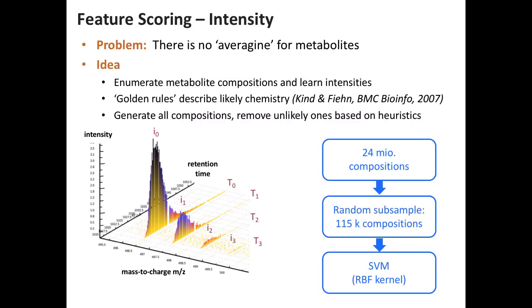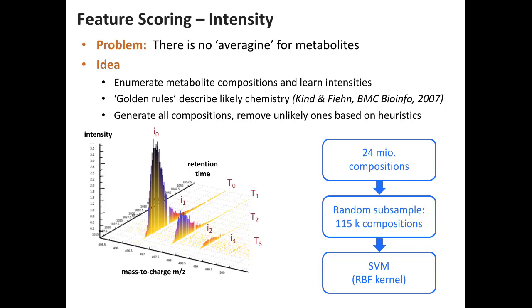The next interesting thing is, how do we deal with the intensity distribution? Averaging doesn't work, so what did we do? We enumerate all metabolite compositions. There was an interesting idea called golden rules, published by Kind and Fiehn already 10 years ago. They allow us to generate all possible compositions of a large chemical space. And the composition is enough. We don't need to know the structure.